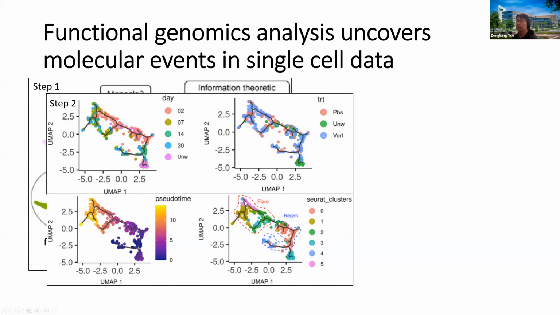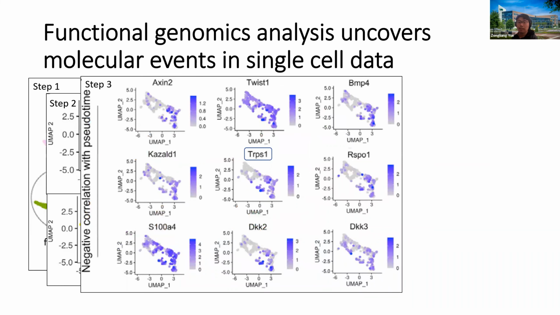They can also discover the sub-trajectories: the red one above is the fibrotic trajectory, and the bottom one is the regenerative trajectory. Correspondingly, they can discover the correlated genes. For example, I just put the negative correlation with the pseudo-time candidates here. They highlight, for example, TRPS1, the gene they focus on, which is negatively correlated with the pseudo-time and mostly highly expressed or overexpressed in the regenerative sub-trajectory.